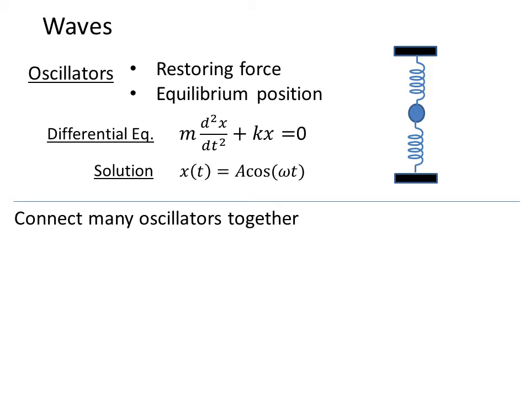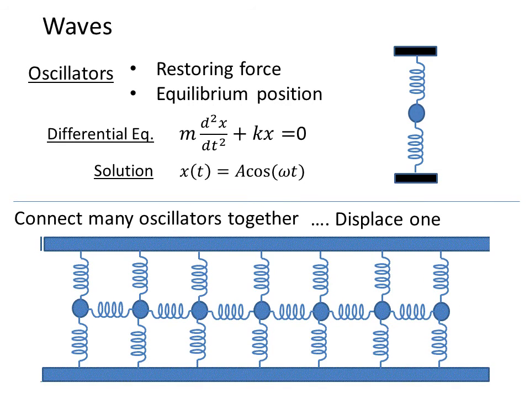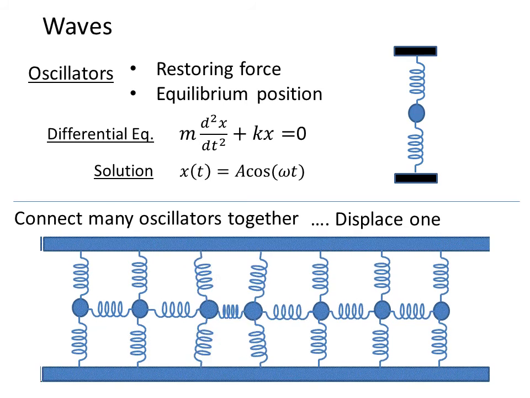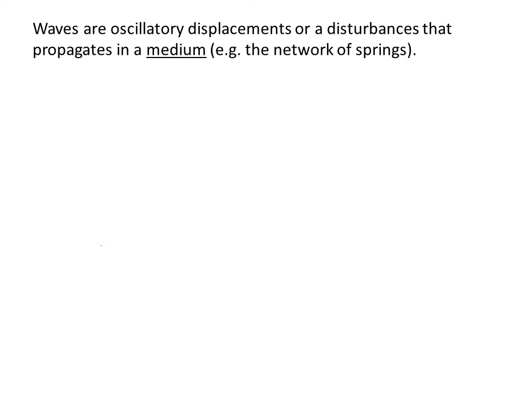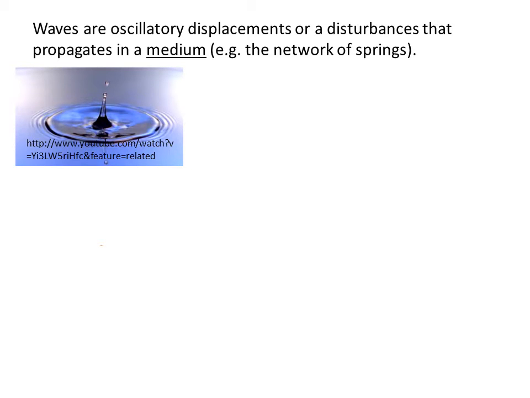Now, if we're talking about waves, we're going to connect many oscillators together and then displace one. So here we have a network of oscillators, and we connect them together with springs, so that as we displace one, the disturbance gets transferred down along the chain. So waves are oscillatory displacements or disturbances that propagate in a medium. For example, the network of springs that we saw in the last slide.